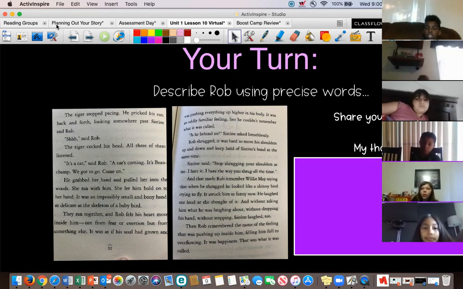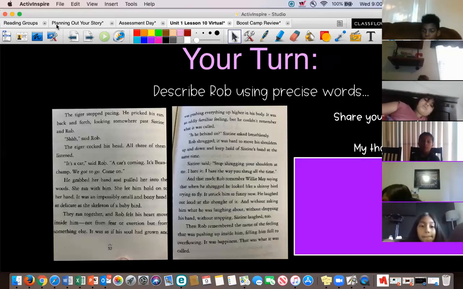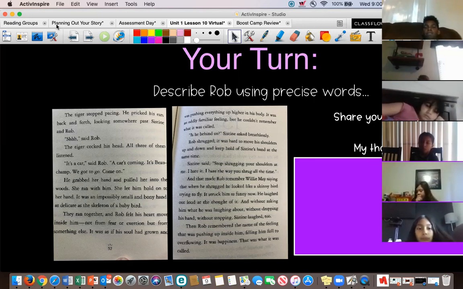It says, the tiger stopped pacing. He pricked his ears back and forth, looking somewhere past Sistine and Rob. Shh, said Rob. The tiger cocked his head. All three of them listened. It's a car, said Rob. A car's coming. It's Beauchamp. We got to go. Come on. Rob grabbed her hand and pulled her into the woods. She ran with him. She let him hold on to her hand, and it was an impossibly small and bony hand, as delicate as the skeleton of a baby bird. They ran together, and Rob felt his heart move inside him, not from fear or exertion, but from something else. It was as if his soul had grown and was pushing up higher in his body. It was an oddly familiar feeling, but he couldn't remember what it was called.